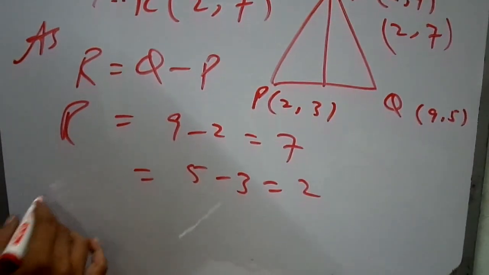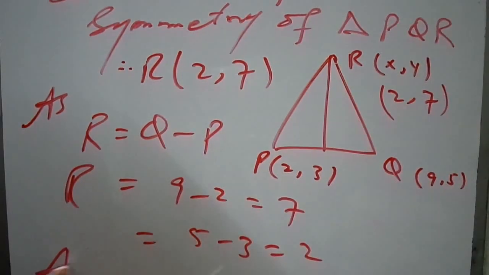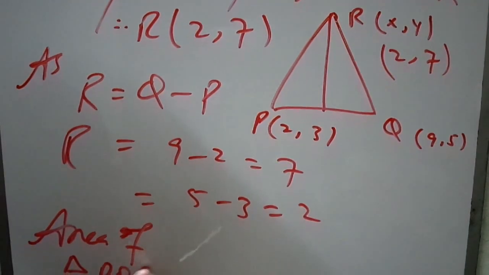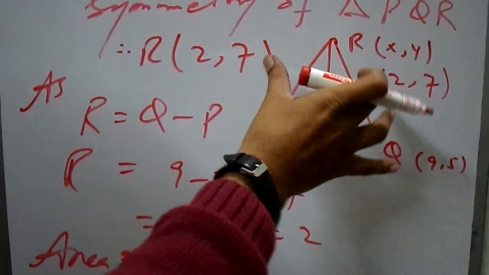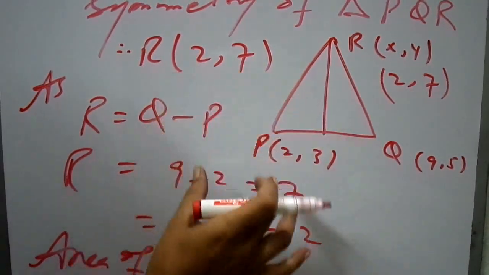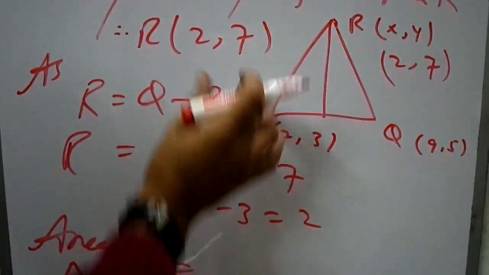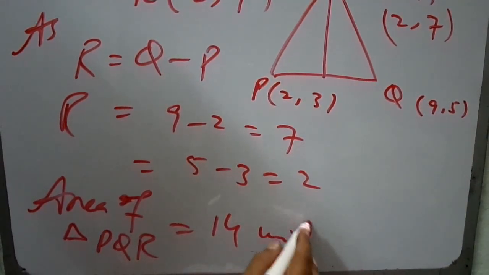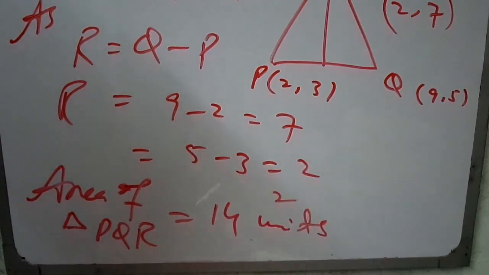Similarly, the area of triangle PQR, this is the shortcut method: the coordinates of the resultant R are simply multiplied, 7 twos are 14, so you will get the area in square units.